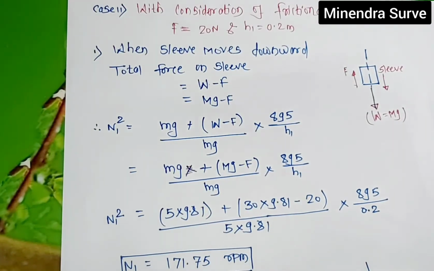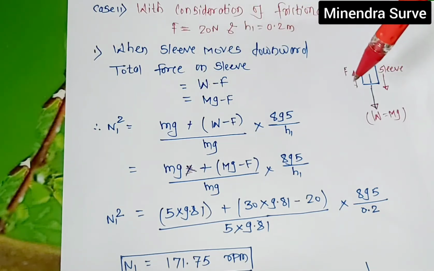Now we have to consider case 2. And what is case 2? With consideration of frictional force, and frictional force is given as 20 Newton. And here we can use previous data. H1 we have calculated as 0.2 meter for that.